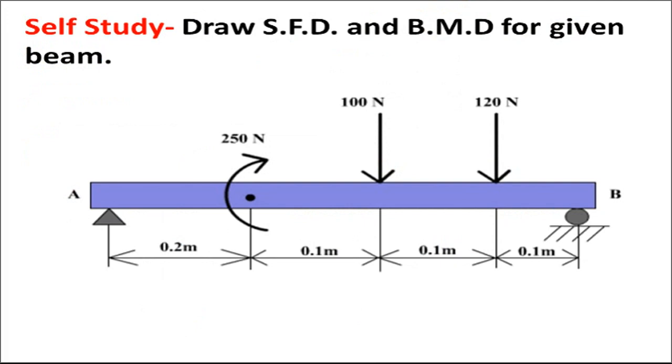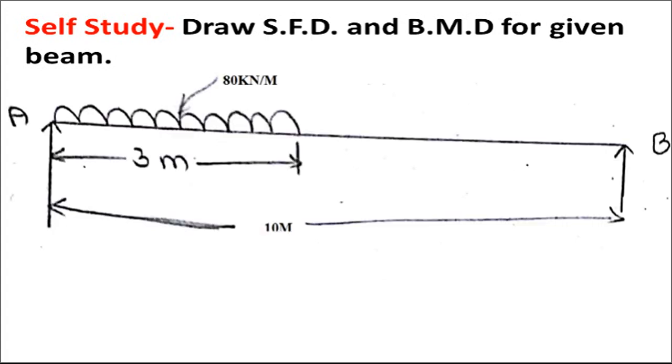Now this is a problem for self study. Within 10 to 20 minutes solve this particular problem and draw SFD and BMD for it. Here I have shown a 250 Newton clockwise moment, 100 Newton downward force, 120 Newton downward force, and the spans are shown like this. Here point B is a roller and A is a hinge point. So this is one problem for self study.